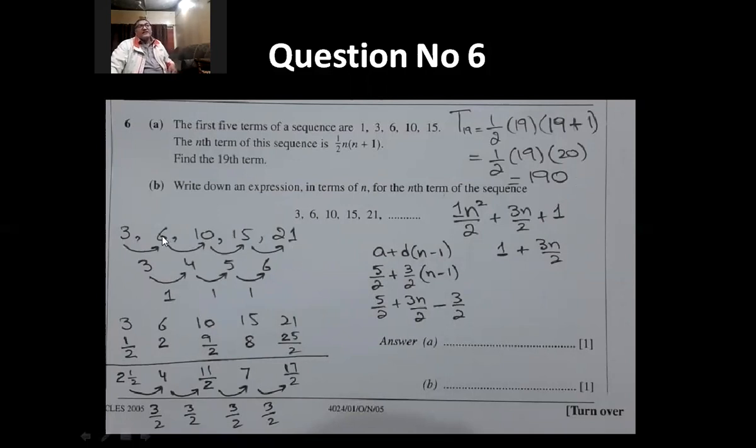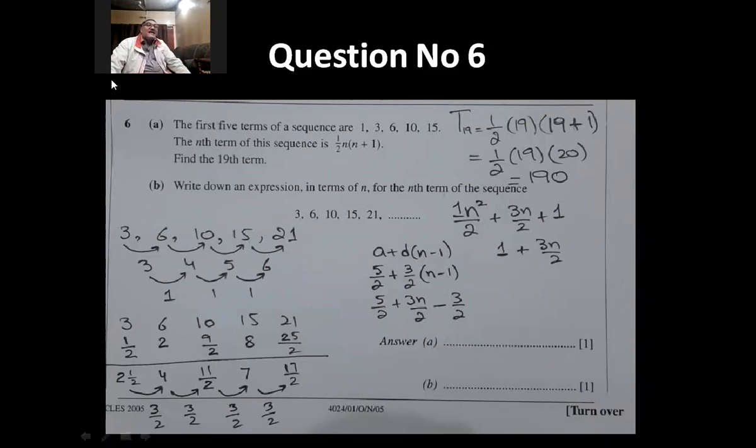So find the difference between the terms. We call this the first difference. The first differences here are 3, 4, 5, 6. You can see the difference is not common here. Each two consecutive terms has a different difference.